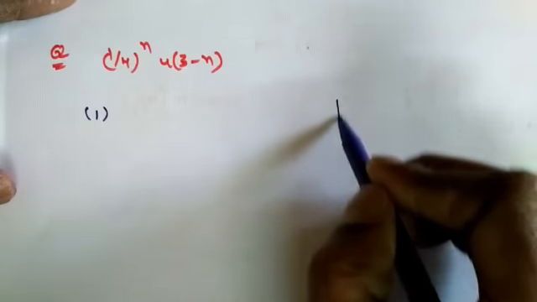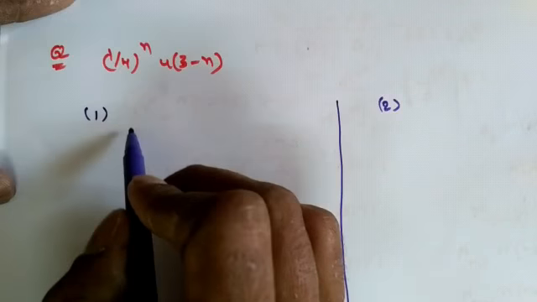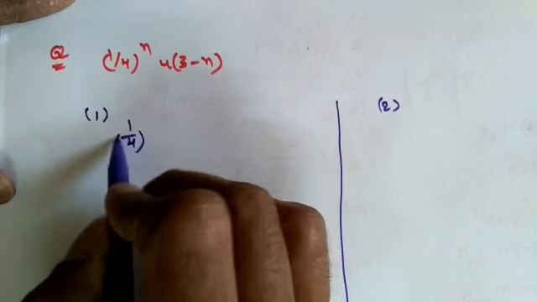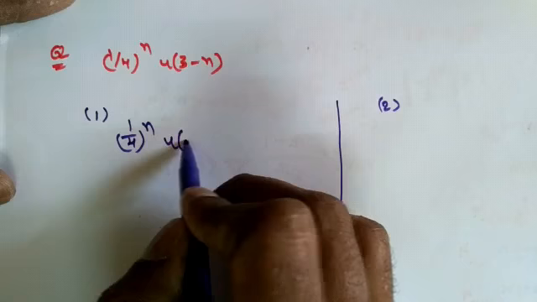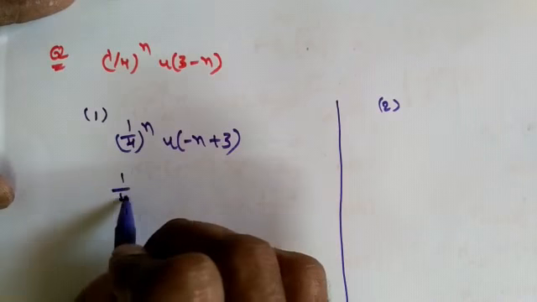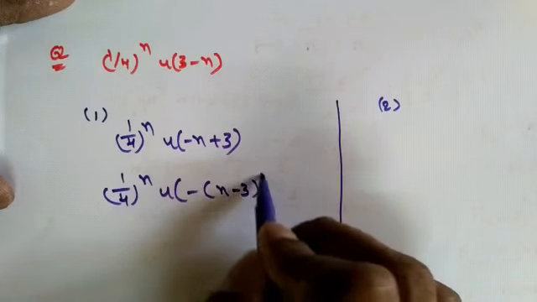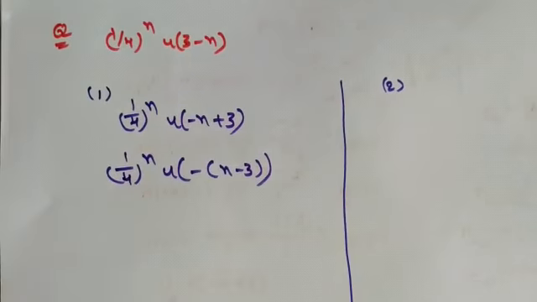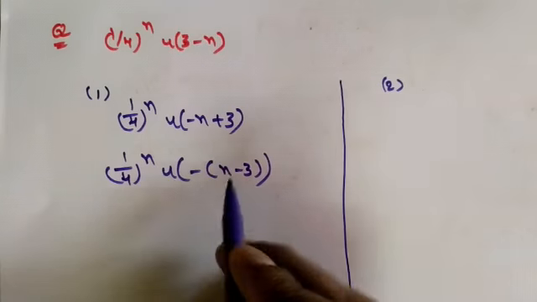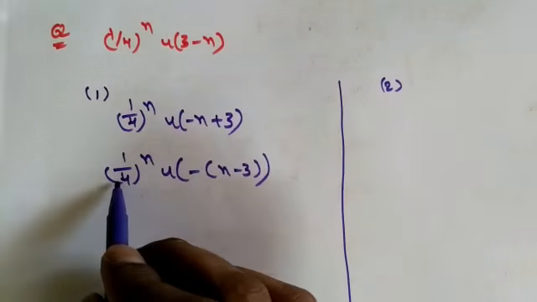So I will do this one in two ways. First make it like this: 1 by 4 power u of minus n plus 3. Then take 1 by 4 as it is, u of, take minus common, then it will become n minus 3. Now to do this one, first we'll do the reversal, then shifting, then scaling in the z domain.